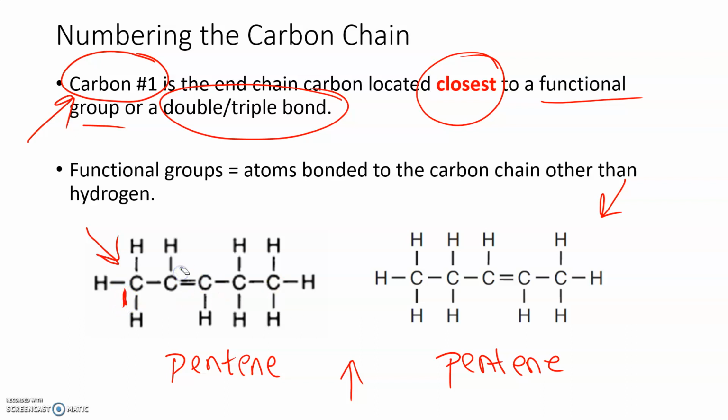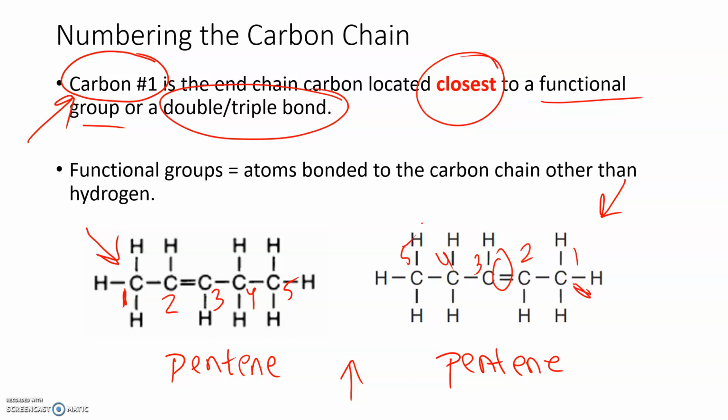So that means I would number this chain from left to right. This is carbon 1, carbon 2, carbon 3, 4, 5. But over here on the right, if I look, actually the rightmost carbon is closest to the double bond in the chain. So that means the rightmost carbon is carbon number 1, and I would number this in order from right to left, so basically backwards. 1, 2, 3, 4, 5.